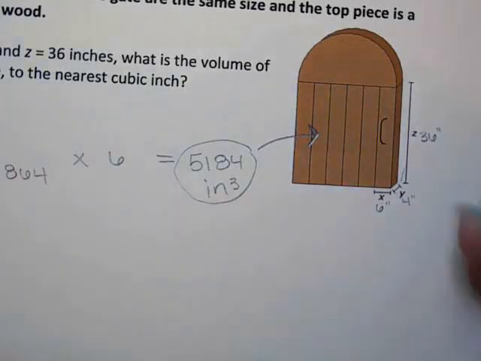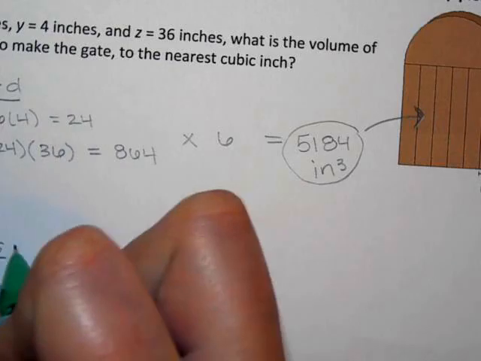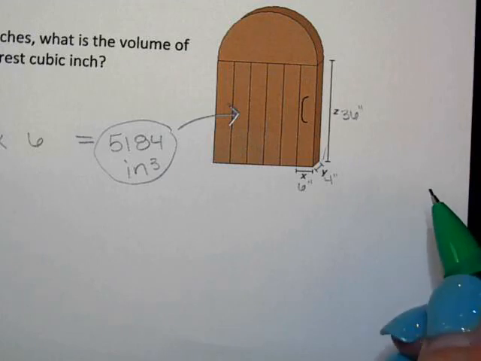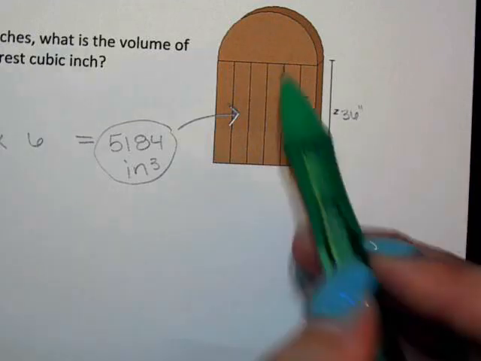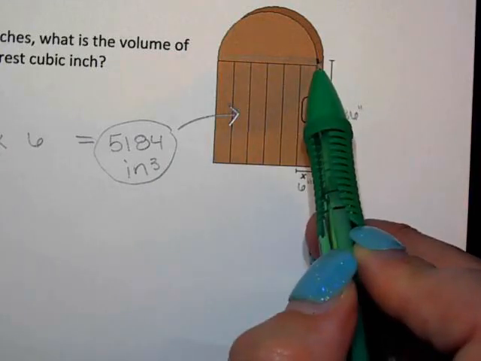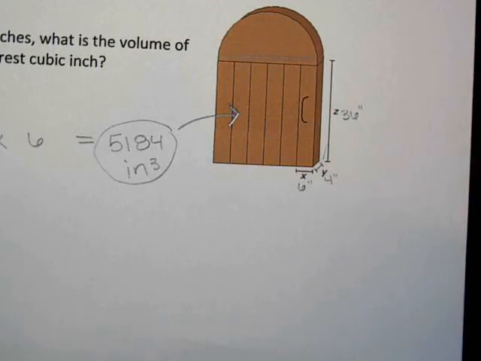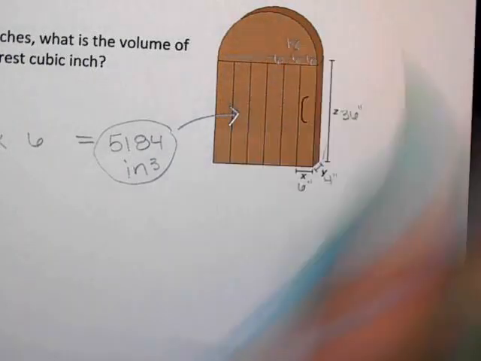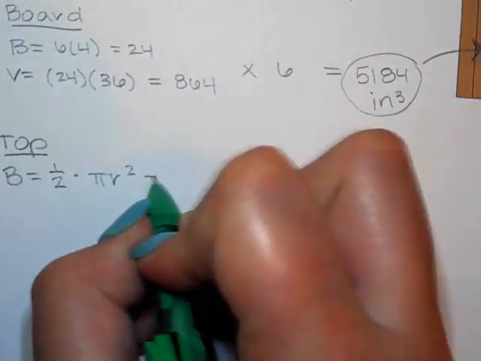Can you guys tell what the radius of that top part should be? Yeah, Madison. Because this is the diameter of the circle, the whole thing. 18, 6, 6, 6, so that's 18, okay? So for the area of the base, we're going to do 1/2 pi times 18 squared. Okay, so let's figure out what that is. What's the area of the base?